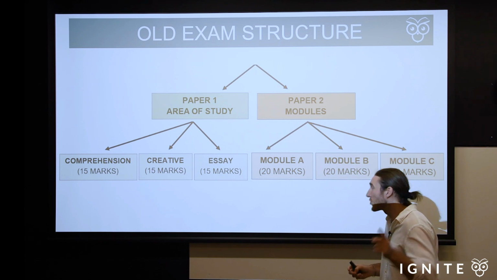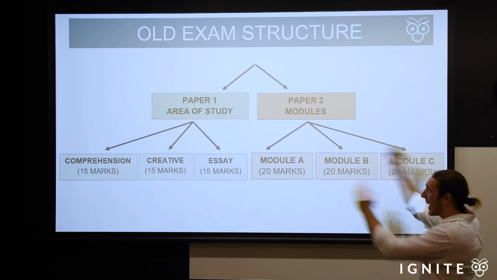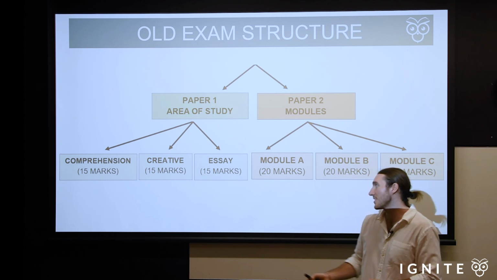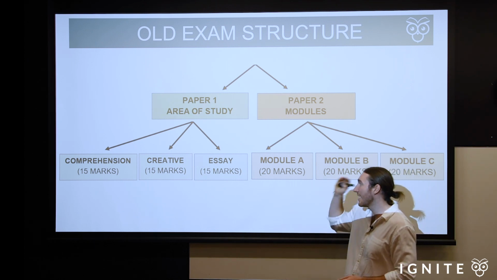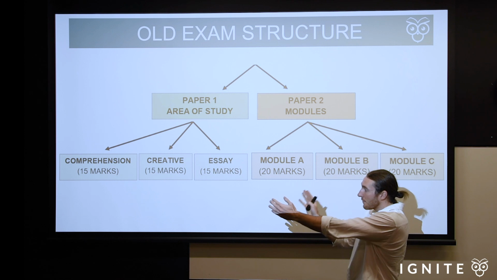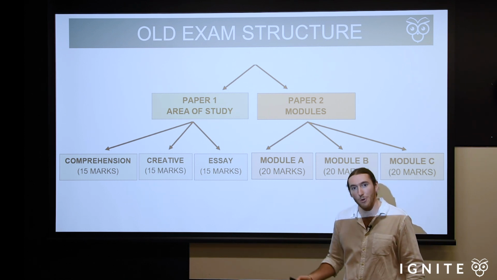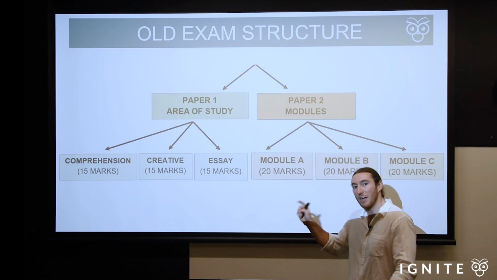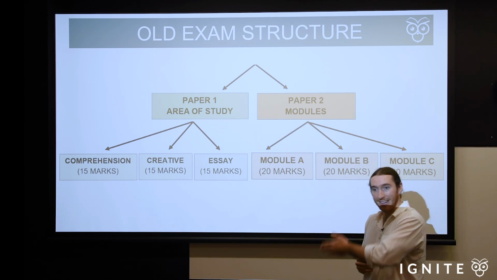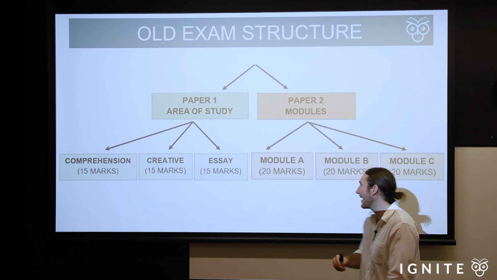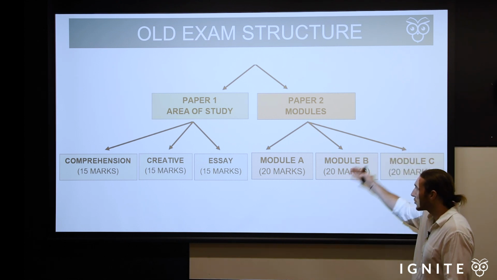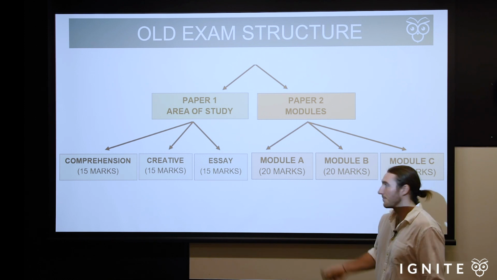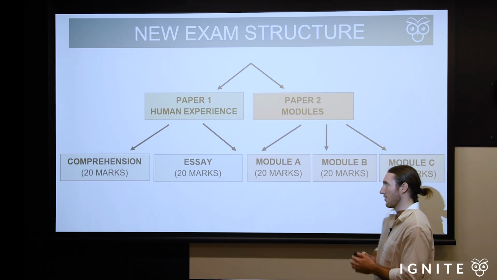So how that used to run is basically in paper 1, which would be the first day of your exams, you would have a comprehension section, a creative writing section, and an essay section. So you'd have 45 marks and you'd be given 2 hours and 10 minutes reading time to do that first paper. When you got to day 2, you would go back the next day, you would be doing the modules, which were worth 20 marks each, and all 3 of these were essays. Let's look at the new exam structure.